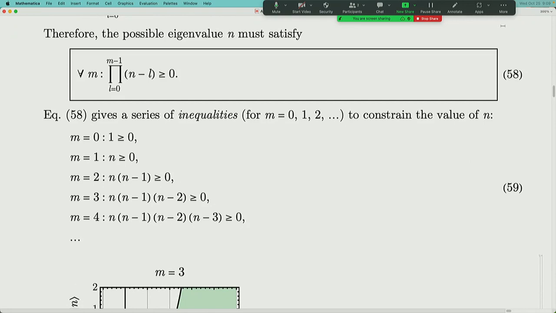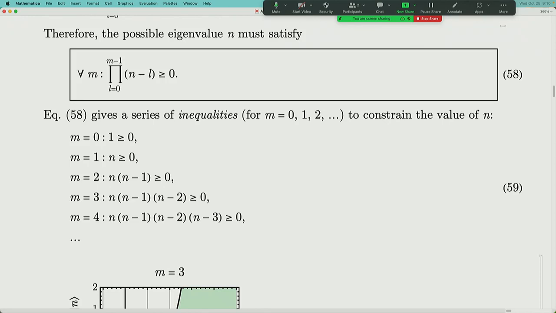When m equals 0, this product doesn't even become effective because l cannot go from 0 to minus 1, right? There's no such product. So what happens here is basically 1 greater than or equal to 0, because if you are not taking a product of anything, then the initial value for the product is 1. That is a trivial case, and the inequality doesn't tell us anything new, because it always holds.